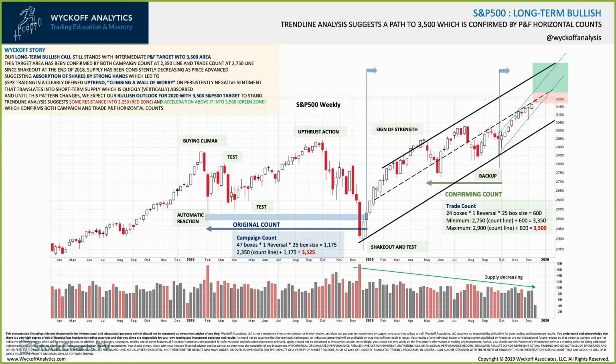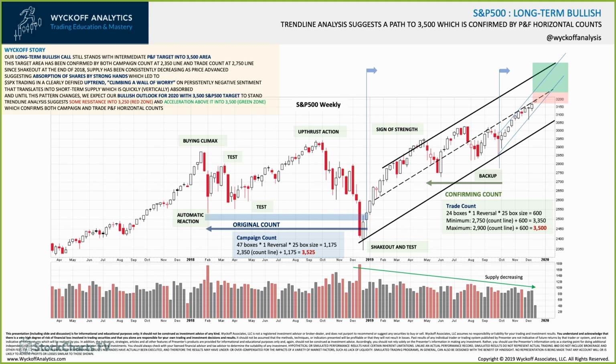We had a moment at the end of October and actually throughout November where we had some short-term supply coming into the market, but that has been resolved and supply has been vertically absorbed and suggested continuation of the price movement to the upside.